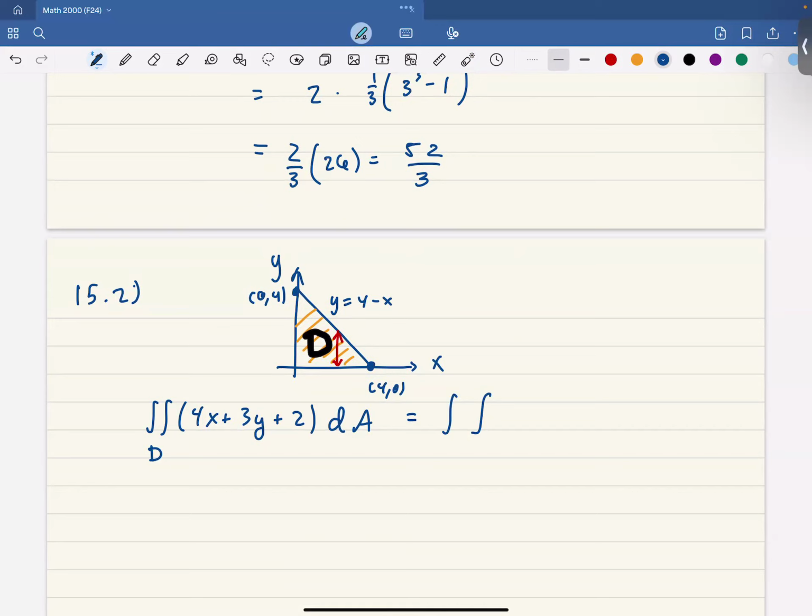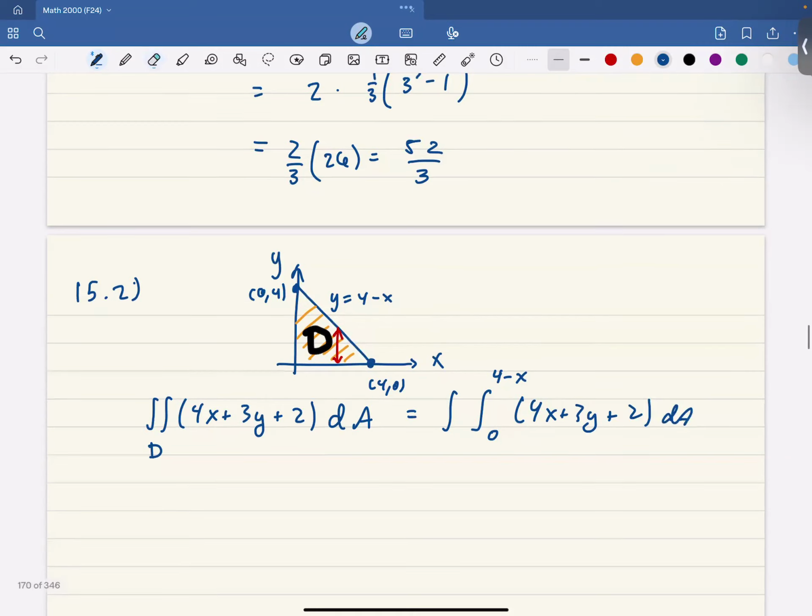Y is going to go from 0. So this is y equals 0. And then our y values will go up to 4 minus x. And we're going to have 4x plus 3y plus 2. Okay, so that's where, and actually instead of dA, let me write dy dx. And then our x is going to go from 0 to 4.